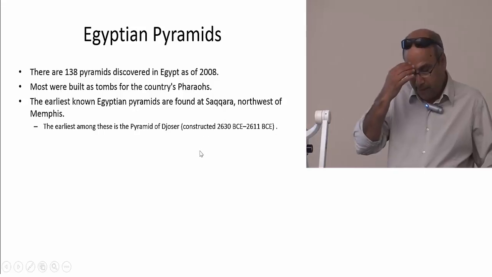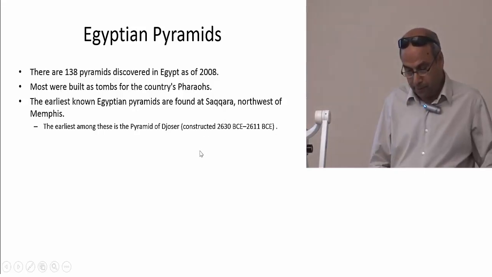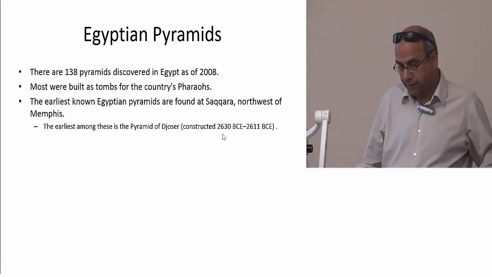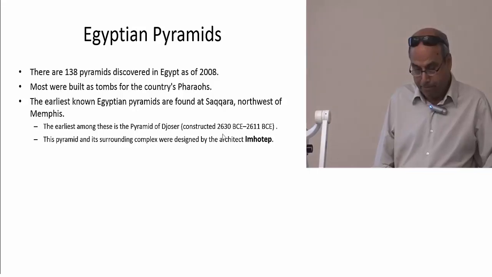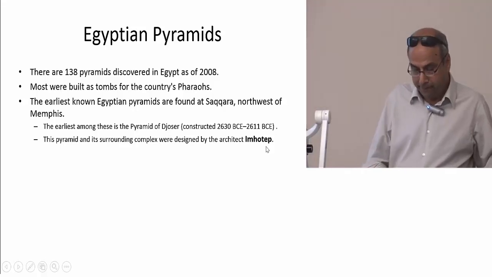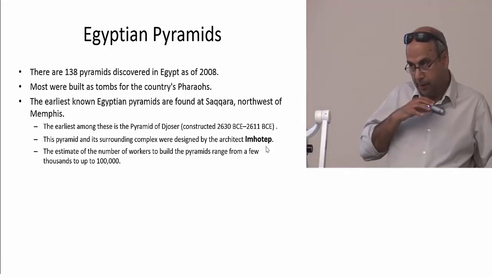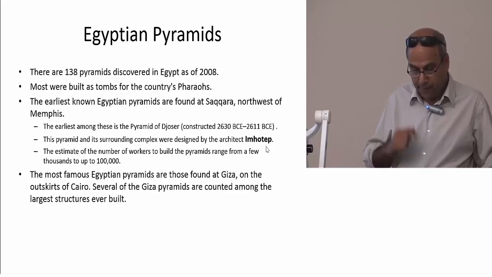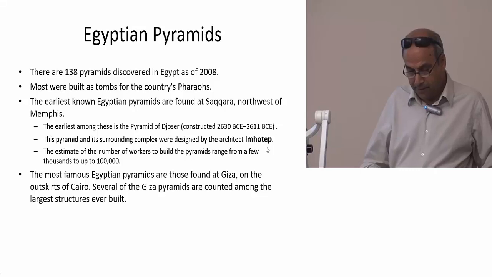The earliest pyramid was built a long time ago, 2630 BC, about 4,000 or 5,000 years ago. It was designed by an architect named Imhotep. Lots of people worked on it, and there's no correct estimate, but it is from a few thousand to 100,000. And the most famous pyramids are the Giza pyramids, as you know.